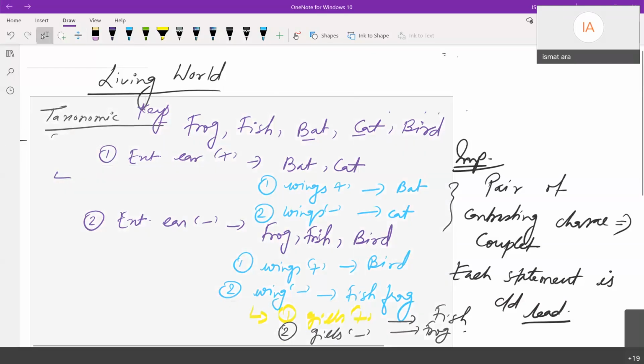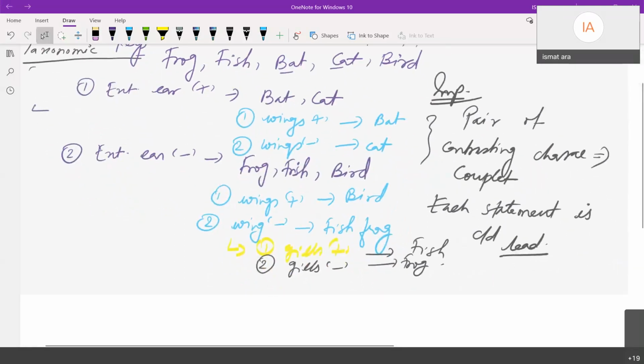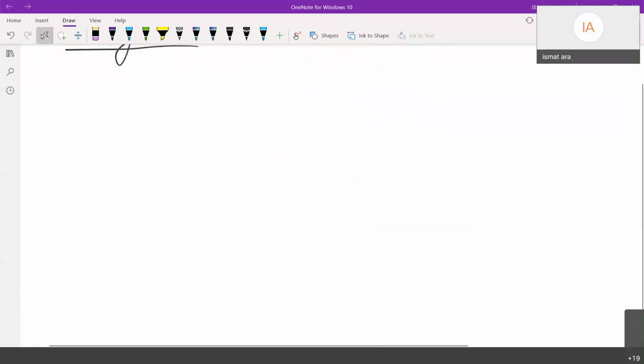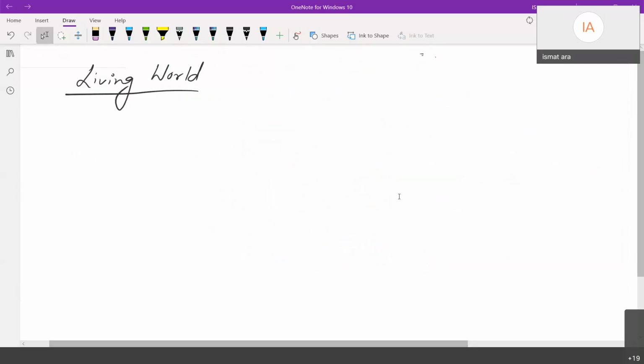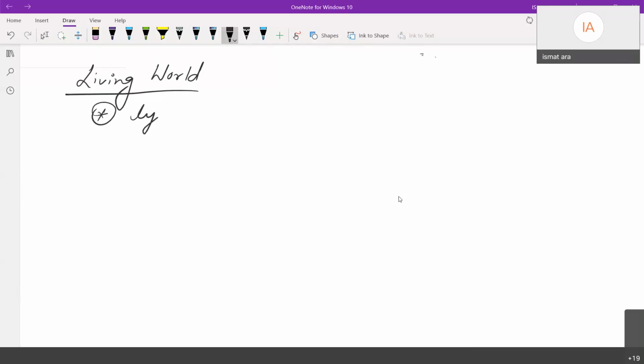So we have completed this chapter. Very good. Now let us see some basic things. Some types of specimen.